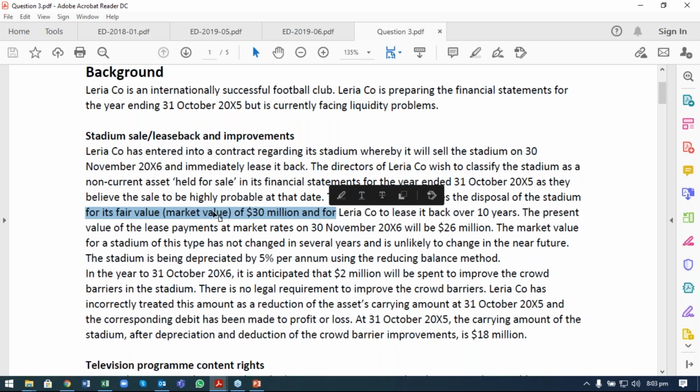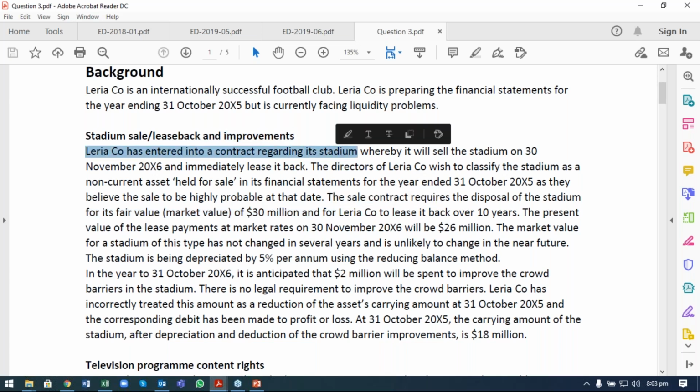Another condition is management is actively looking for a buyer. Management has located a buyer who is willing to purchase the asset, and it is highly probable that the sale would be done in the next 12 months. So I believe yes, the sale would be done in the next 12 or 13 months. So as far as IFRS 5 is concerned, most of the criteria have been justified in this situation. What do you think? Should we place this stadium as a non-current asset held for sale under IFRS 5?